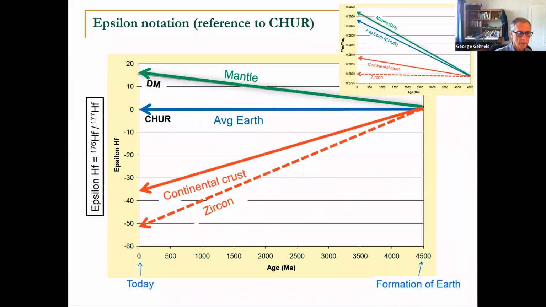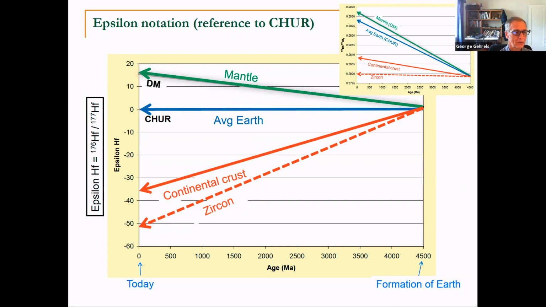Here we go. Where we started was the upper right. Everything is increasing in ratio over time. And now we're going to say average Earth, the blue line, we're just going to call that 0. It's not changing in epsilon value, whereas the mantle is becoming more positive and continental crust and zircon are becoming more negative. In reality, they're becoming positive in ratio, but because we assign Chur the value of 0, they become more negative relative to Chur. So is everybody confused now?